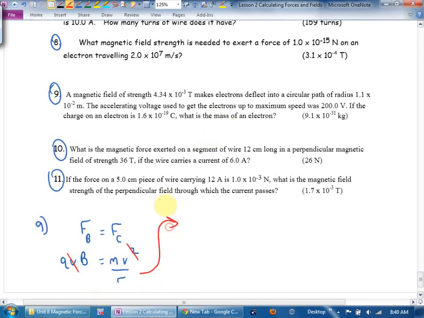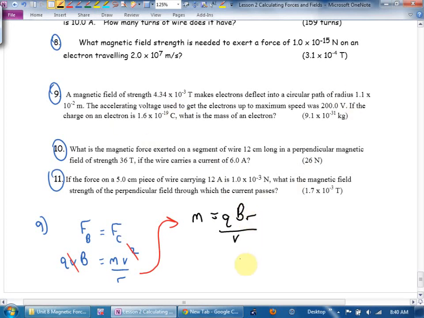So if I get the m by itself, m is going to be, move the r up, move the v, QBr over v. Nothing new there either. And I would say, electron, 1.6 times 10 to the negative 19. B, Teslas, yay. r, yay. They didn't give me the velocity.